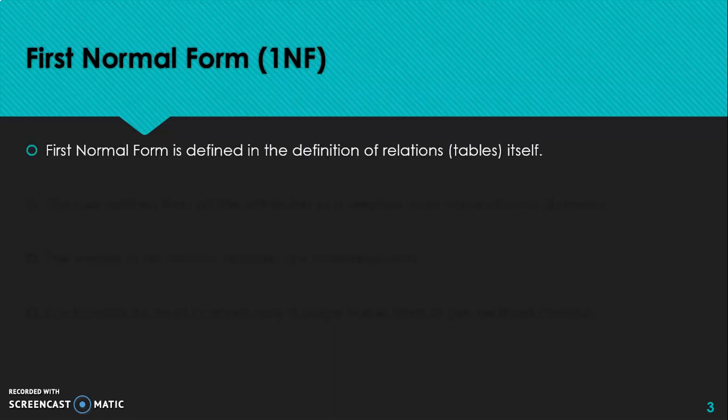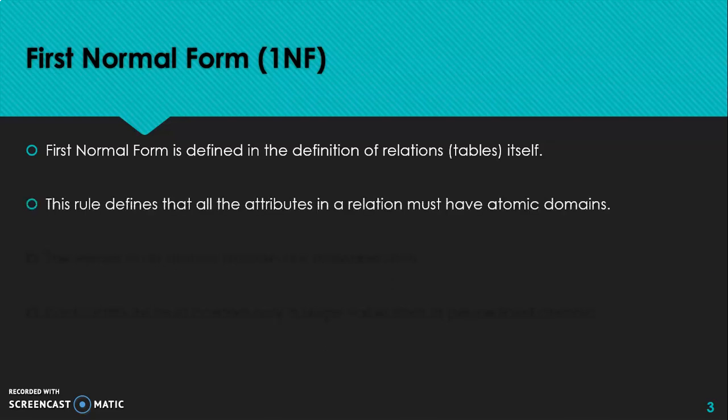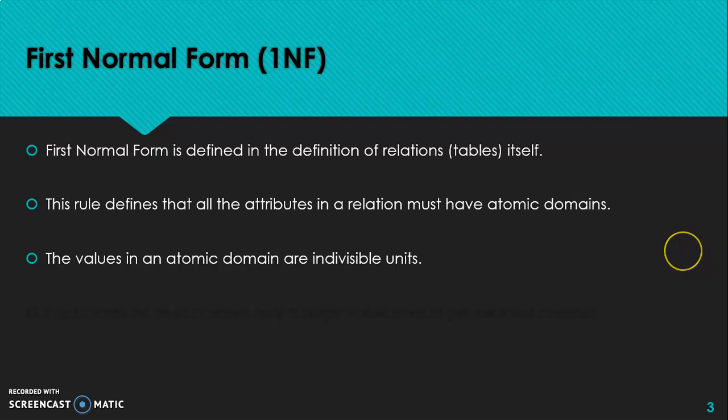The first normal form is defined in the definition of the relation table itself. This rule defines that all the attributes in a relation must have an atomic domain. It means the attribute value should have a single value. The values in an atomic domain are indivisible units, meaning you cannot further divide it. So it should be a single value.